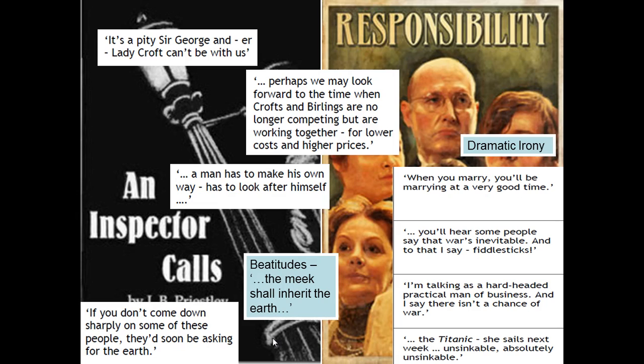He's concerned with status. He's concerned with his business. He doesn't at all mention the people who work for him. Lower costs basically means paying his workers not a lot. And you will see when you read the play his attitude whenever Eva Smith comes to him and asks him for more money. The next one is even more obvious than that. "A man has to make his own way, has to look after himself."